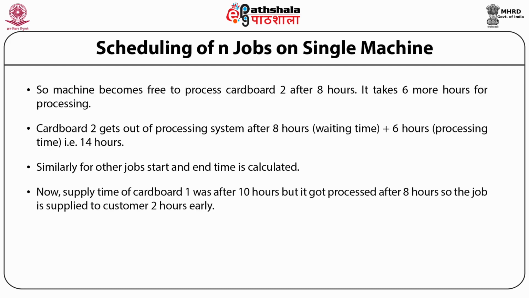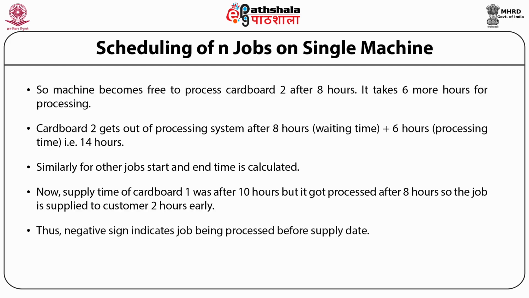The supply time of cardboard 1 was after 10 hours, but it got processed after 8 hours, so the job is supplied to the customer 2 hours early. Thus, a negative sign indicates the job being processed before the supply date. In this example, jobs 1 and 4 are supplied before the due date.